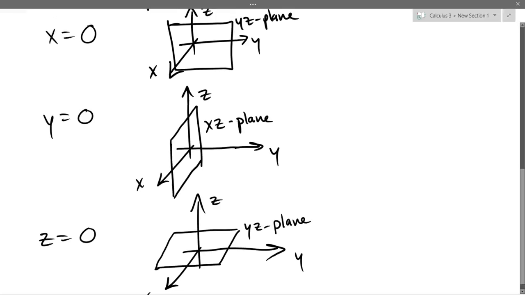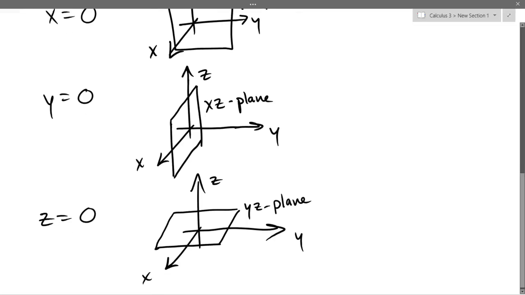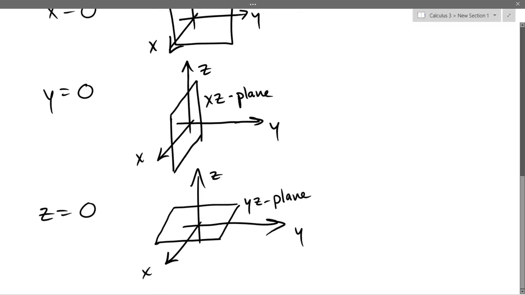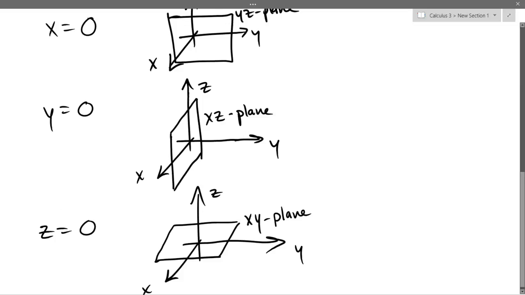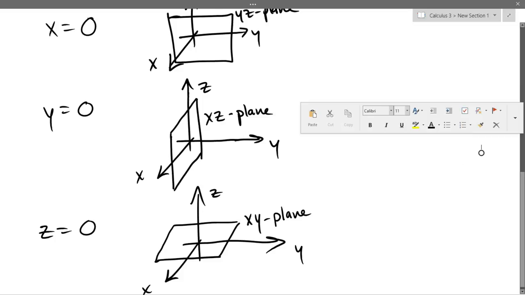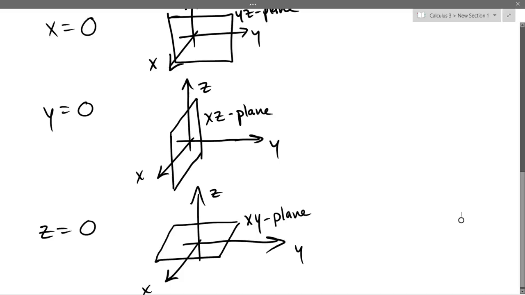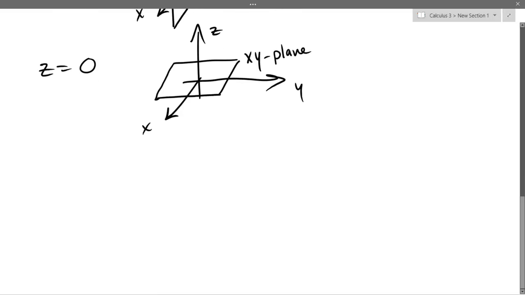Those are the three coordinate planes. That should be, yes, xy. Now if you union up all of these planes, I have a nice picture on my notes. I'll try to recreate it. Each one of these individually partitions three-dimensional space into two pieces. But if you put all three together, you actually get eight pieces total. So let's try to draw the three planes together.